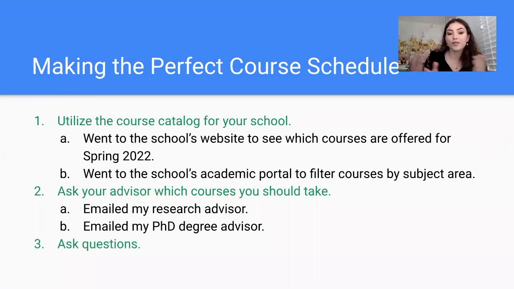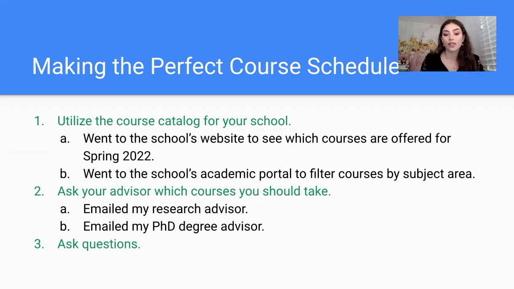The first 3 tips were to utilize the course catalog for your school, ask your advisor which courses you should take, and 3, ask questions. So, when I was thinking about the course catalog, like which courses are being offered, I went to my school's website and I looked at the catalog and found out exactly which courses are offered and when and who teaches them. And then I also went to my school's academic portal and I was able to filter the courses by subject area. And this is particularly helpful when planning your degree.